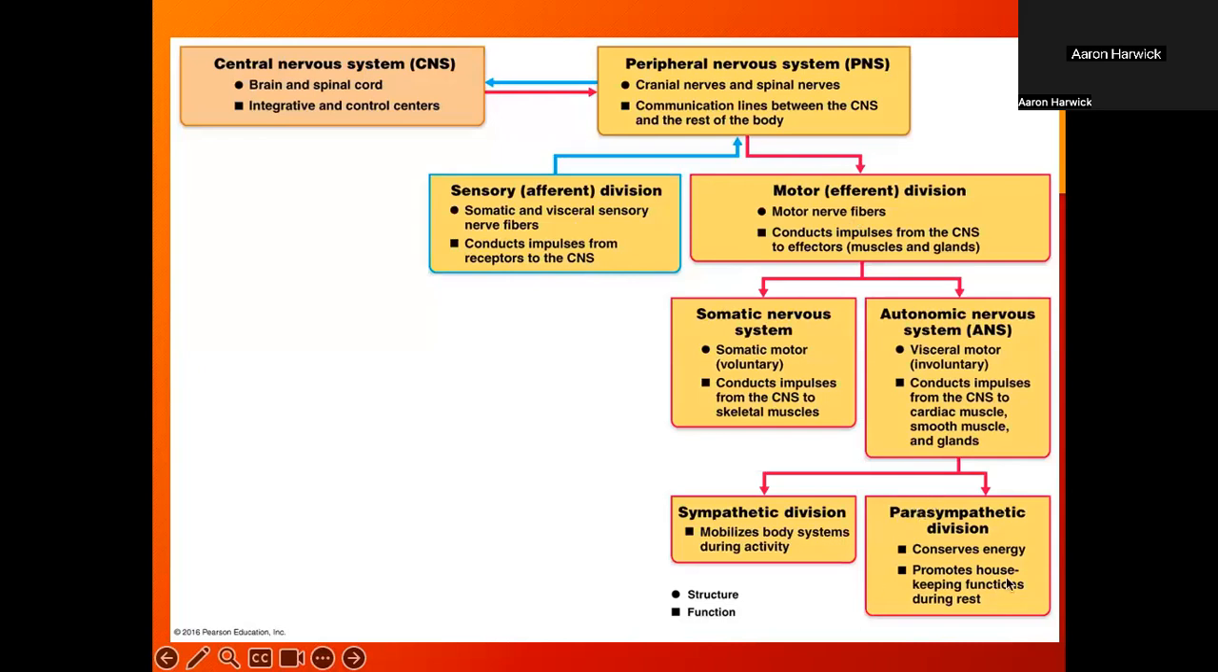Conversely, the parasympathetic is known as rest and digest. So this is calming down your body, conserving energy, and it promotes housekeeping functions during rest.